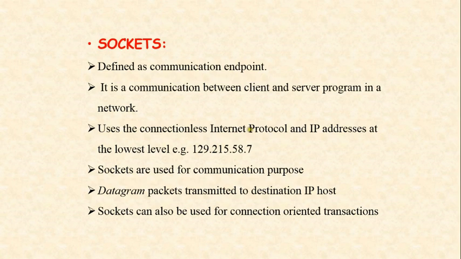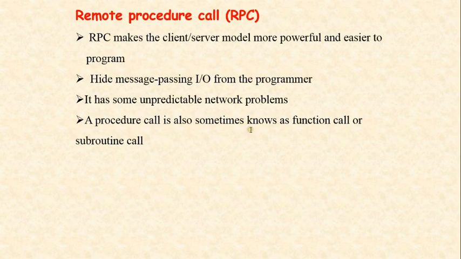And a datagram socket supports a two-way flow of messages. A sequential packet socket also provides a two-way sequential reliable connection for datagrams of fixed maximum length. And a raw socket provides access to the underlying communication protocols. Sockets can also be used for connection-oriented transactions.